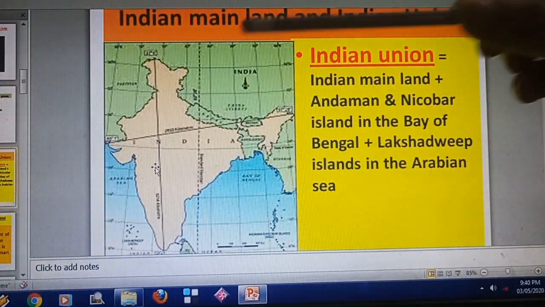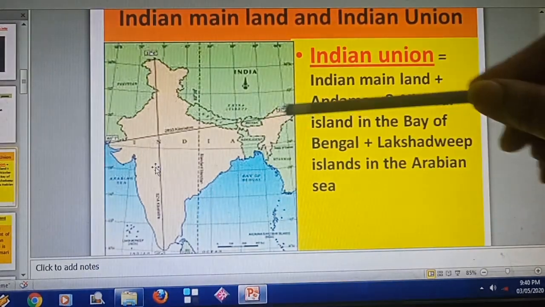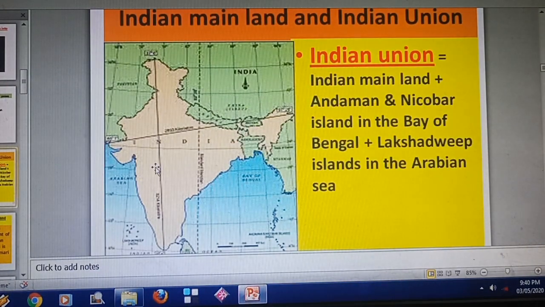So Indian mainland, this big portion is Indian mainland, but when we call Indian Union or India, it refers to Indian mainland plus Andaman and Nicobar Island in the Bay of Bengal plus Lakshadweep Island in the Arabian Sea.